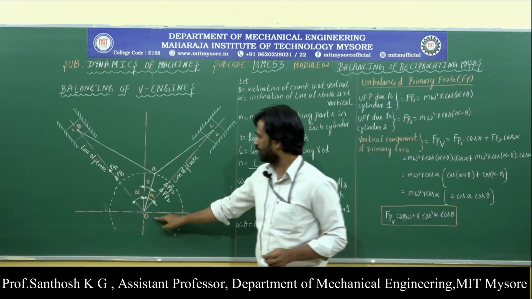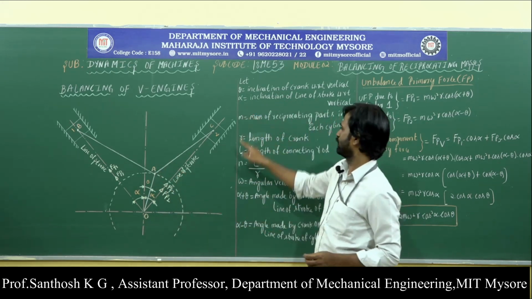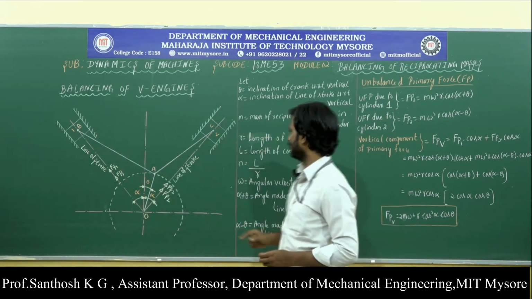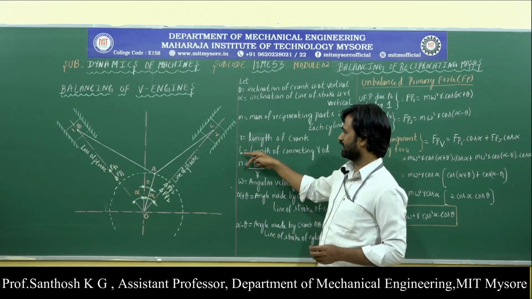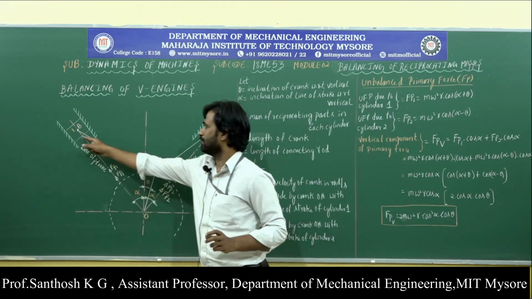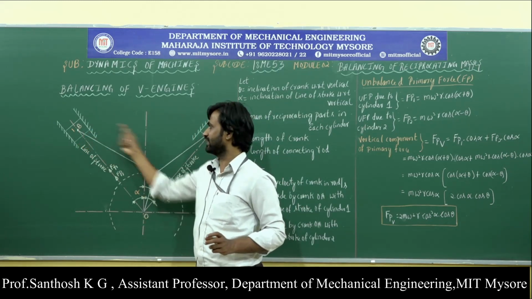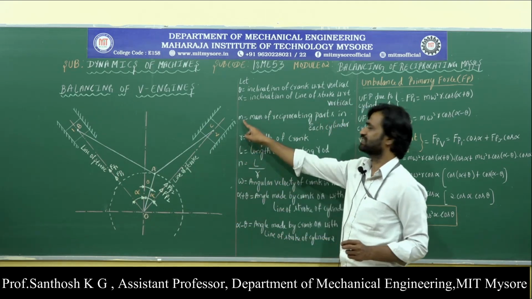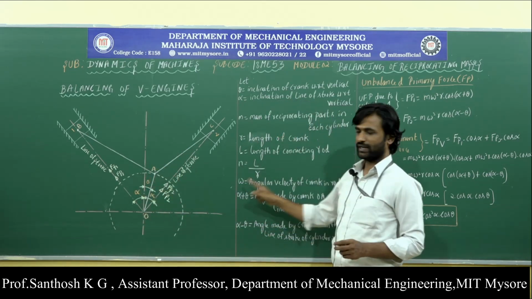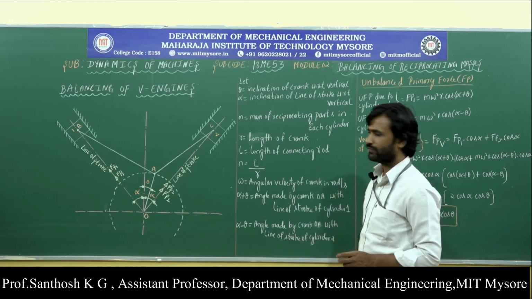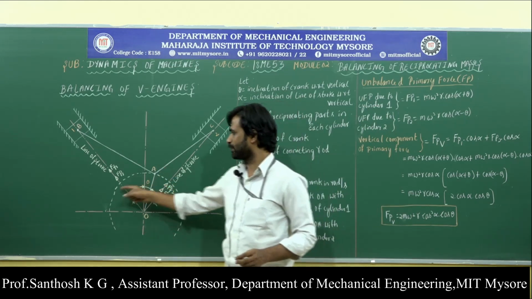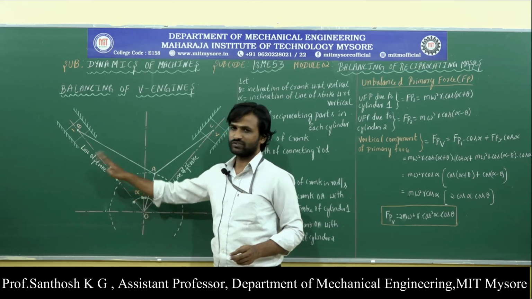The length of the crank OA, we are going to denote it by the term R. Similarly, the length of the connecting rod is denoted by L. By taking the ratio of L by R, we are denoting it by the term N. Similarly, the mass of the reciprocating masses in each cylinder, we are denoting it by small m, and the crank is rotated with a speed omega, which is taken as the angular velocity of the crank in radians per second.